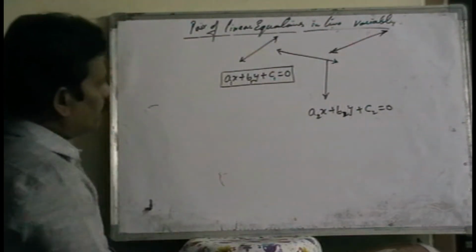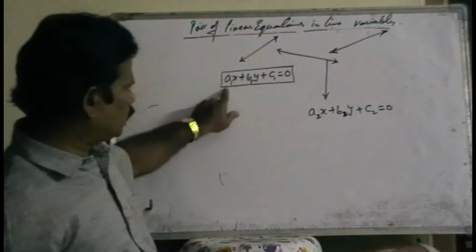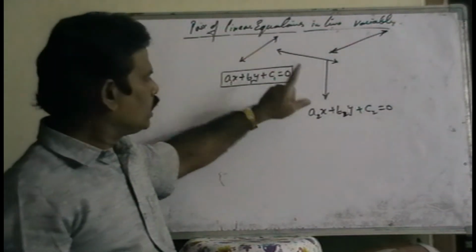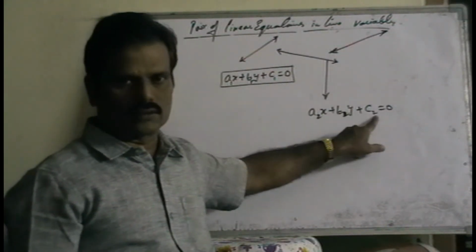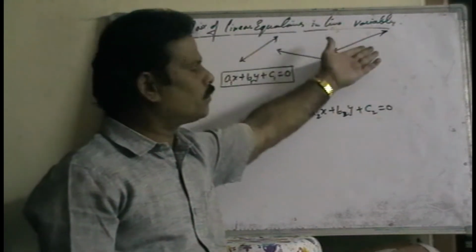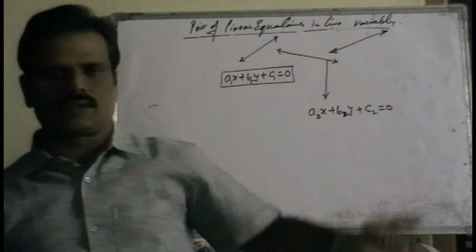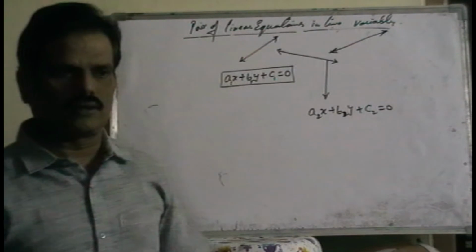If there are two different linear equations, that means a1x plus b1y plus c1 is equal to 0, and a2x plus b2y plus c2 is equal to 0. If a third equation is there, that is a3x plus b3y plus c3 is equal to 0. Okay.